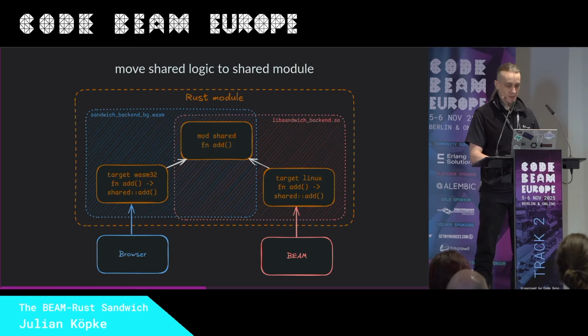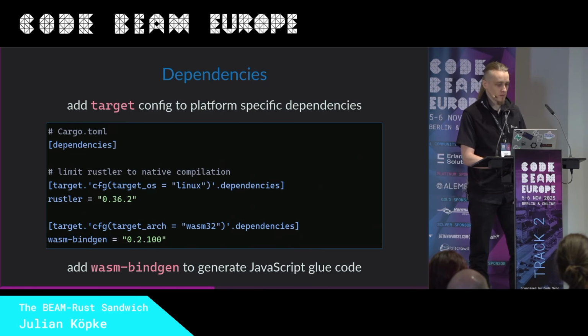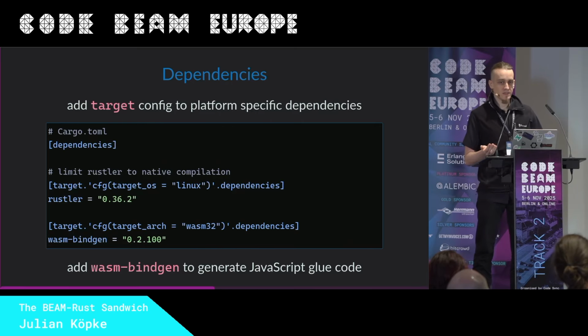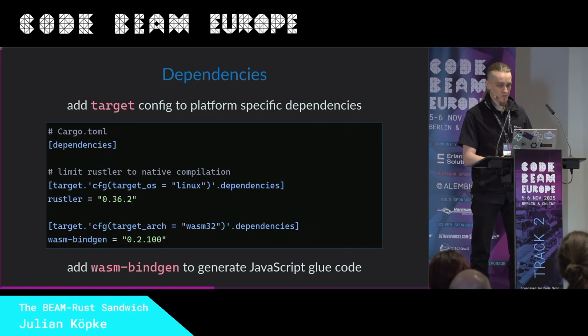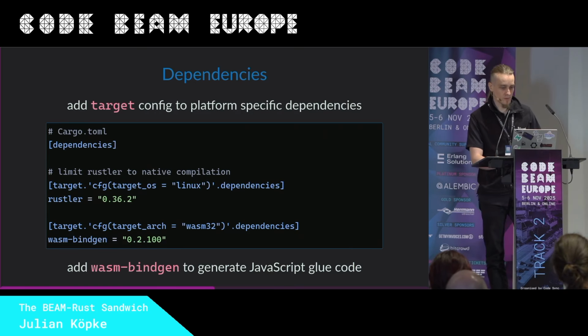To do this, in Rust, we have to define our targets. So in every dependency, you can specify for which targets it should be used. And our Rustler dependency, when we are running on Linux, of course, this should only be compiled on Linux, because Rustler will not work in WebAssembly in the browser because there's no BEAM. And our wasm-bindgen dependency, which should only be used for WebAssembly, this should not be compiled for the BEAM, so we target it only for the wasm32 target.